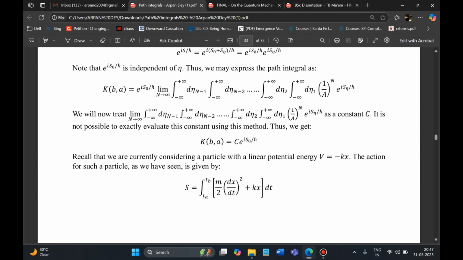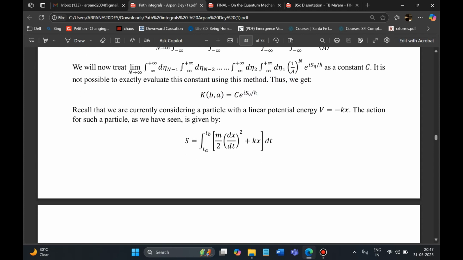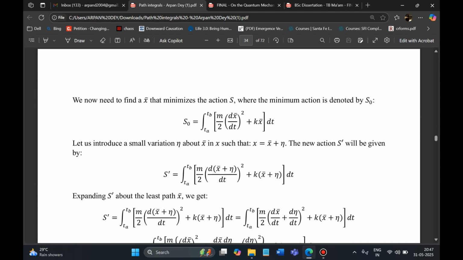So now we can write this entire kernel as some constant c times e to the i s naught over h bar. That's what we have written here. So right now we did all of this for the linear potential V equals negative of kx, right? So now we will need to find an x bar that minimizes the action S, where the minimum action is denoted by S naught, right?